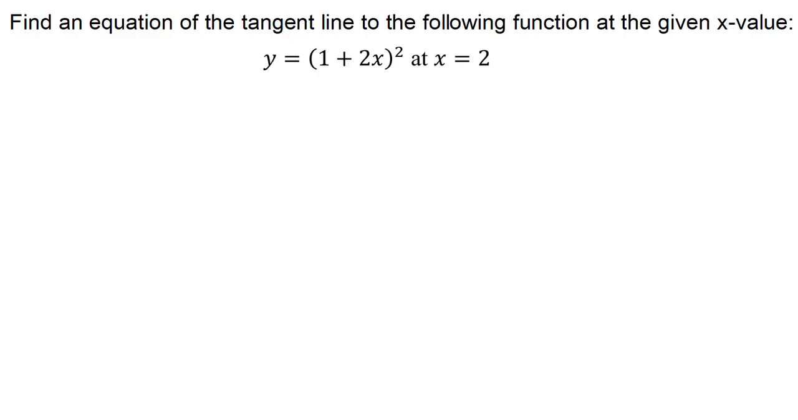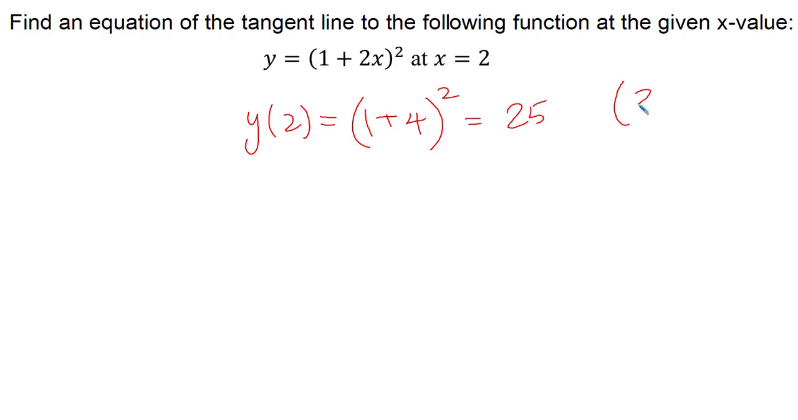For our next one here, we're just going to do, again, the same thing. We're going to first find what y of 2 is. So we've got y of 2 ought to be 1 plus 2 times 2 is 4. And then we'll square that. So 1 plus 4 is 5. And when we square 5, obviously we'll get 25. So the point we're looking at is the point 2 comma 25.